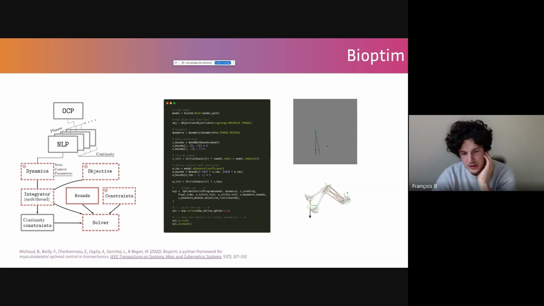So it's designed to be user-friendly. It means that there is a Python interface running C code inside, and the idea is that in a few lines of code you can start to have your first optimal control simulation with a musculoskeletal model. It can get a bit nastier if you want to do more specific things.